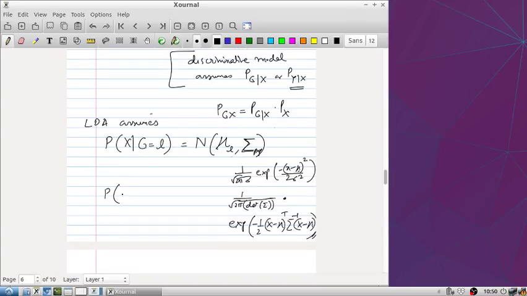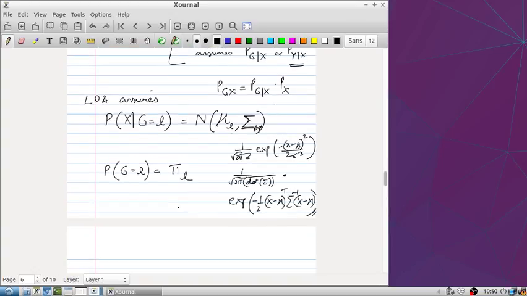We'll also assume that the probability of the class itself, G equal to L, is something. Let's call this pi L. Some number. There are only k classes, so the marginal distribution of being in the L class is just this. This is just saying P of G equal to L is pi L, P of G equal to K is pi K. They must sum to 1, because for any distribution this needs to sum to 1.